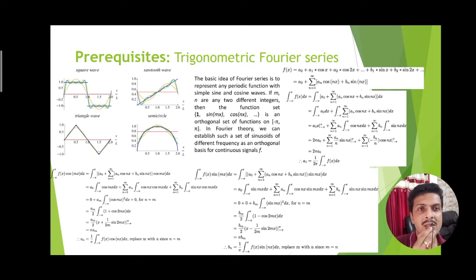The basic idea of Fourier series is to represent any periodic function with simple sine and cosine waves. If m and n are any two different integers, then the function set 1, sin mx, cos nx is an orthogonal set of functions on minus pi to plus pi. In Fourier theory, we can establish such a set of sinusoids of different frequencies as an orthogonal basis for continuous signals in the frequency domain.